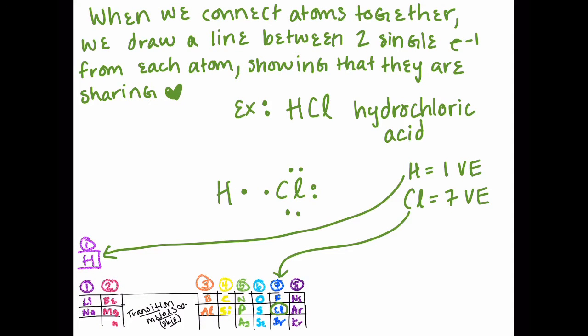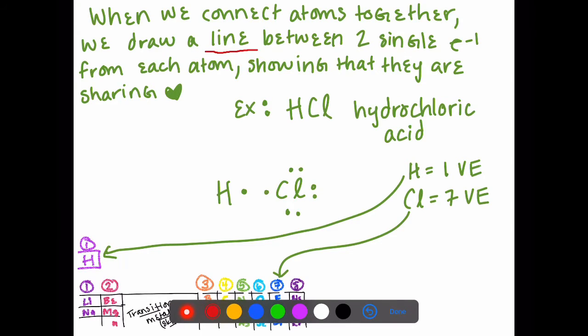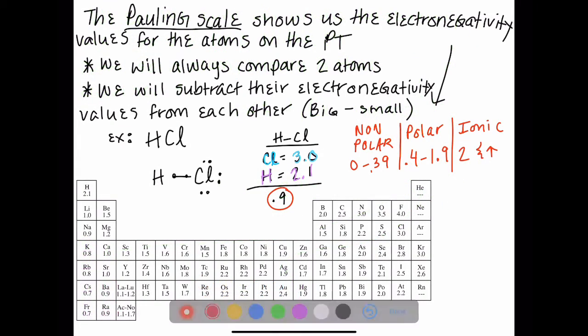And then when we draw the atoms next to each other and fill in all their valence electrons, we're going to draw a line between the 2 single dots from each atom. This line is telling the audience that they are sharing. This way they both fulfill their octet rule for chlorine and duet rule for hydrogen.